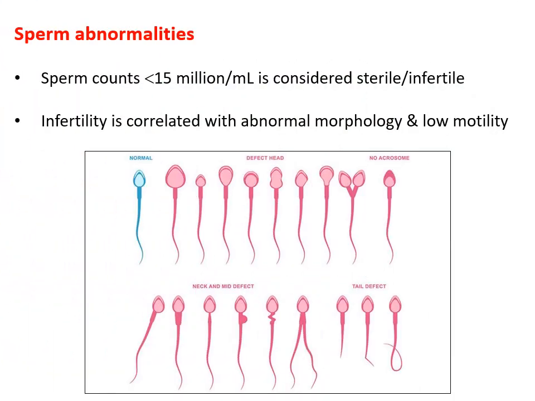A little bit on sperm abnormalities. A man with sperm count of less than 15 million per ml is considered sterile or infertile. Infertility is correlated with abnormal sperm morphology and low sperm motility. These are some of the abnormal sperm morphology. They can have defect of the head, the neck, the midpiece, or the tail.